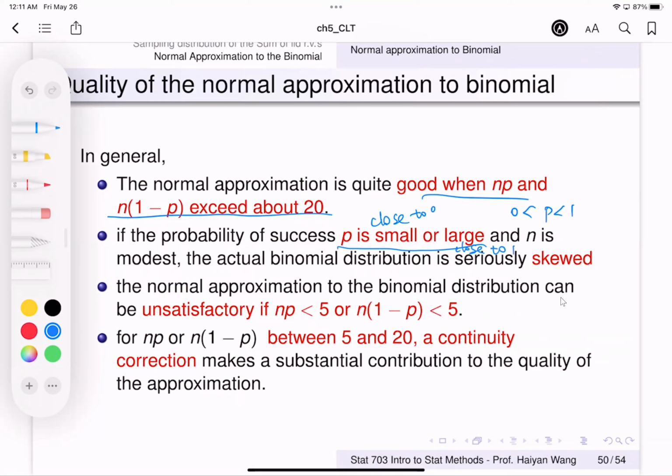If p is close to 0 or close to 1, in that case the distribution is skewed, and then the normal approximation is not going to be good, especially if np and n(1 minus p) is less than 5. And if that's the case, this could be unsatisfactory. Okay, if that's the case, then we could improve the approximation with the continuity correction. What's that continuity correction?